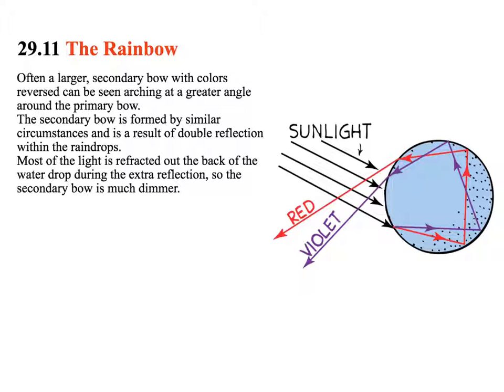Often a larger secondary bow with colors reversed can be seen arching at a greater angle around the primary bow. The secondary bow is formed by similar circumstances and is a result of a double reflection within the raindrops. Most of the light is refracted out the back of the water drop during the extra reflection, so the secondary bow is much dimmer.